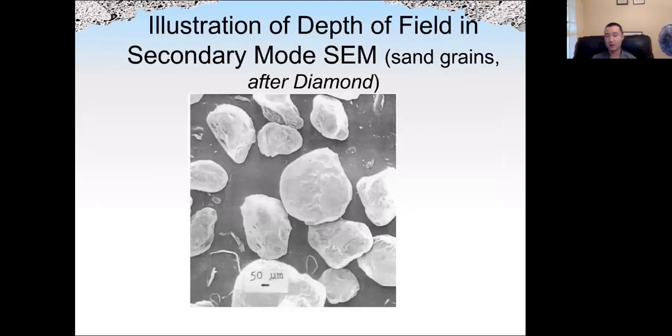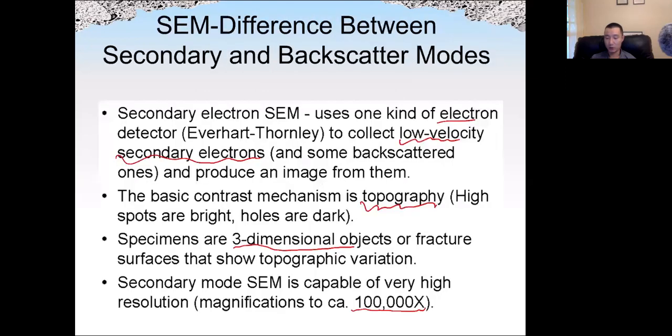Right. So as we can see, this is a sample picture of secondary mode SEM. We can see a topography picture, like a 3D image. Okay. So this is a sand grain. The resolution here is 50 micrometers, so not very high, but it could go to very high resolution.